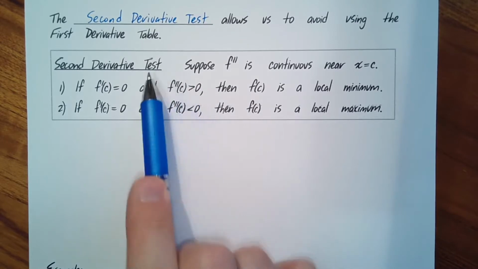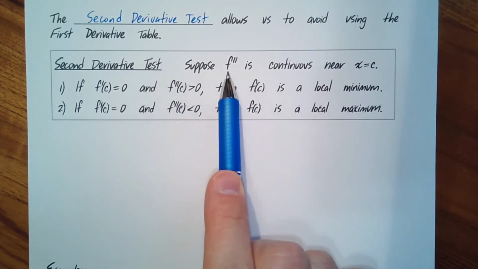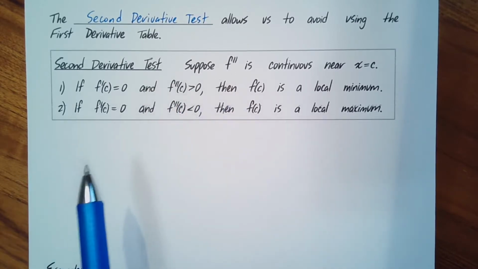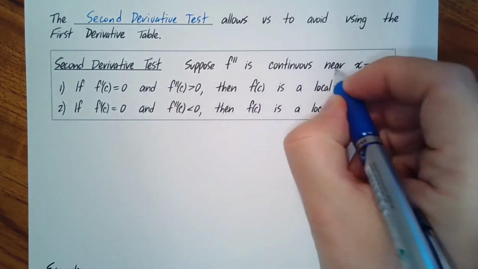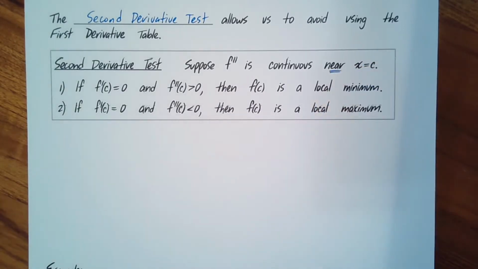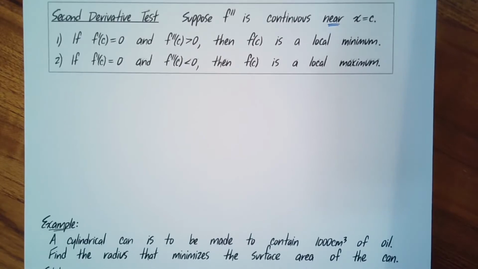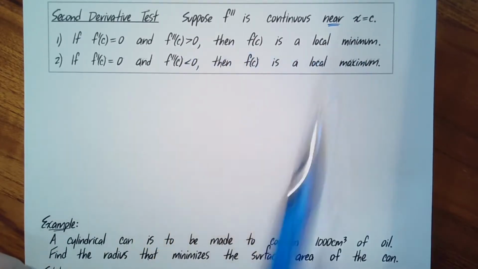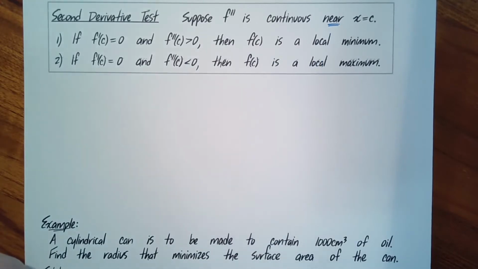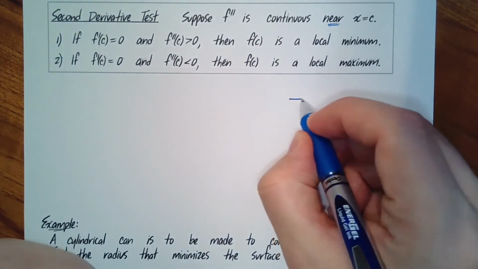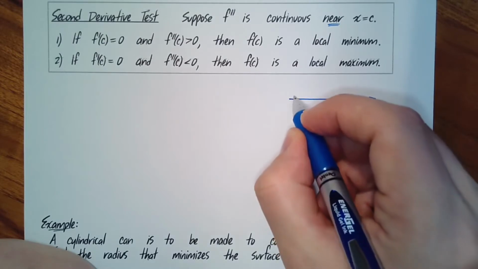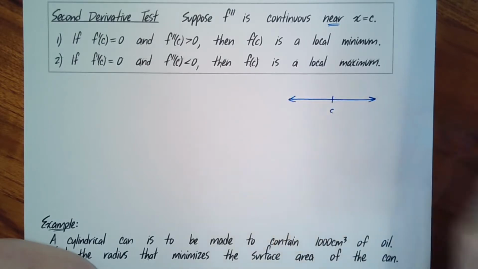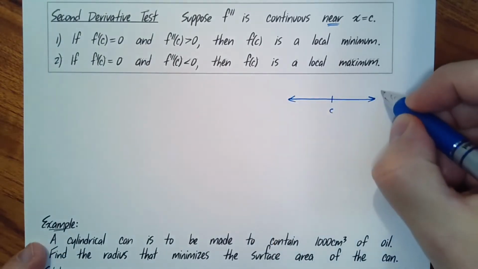So the assumption for this test is that you've got a function f whose second derivative is continuous near the point x equals c. There's that word near again. Remember what that means? If I am assuming that f double prime is continuous near the point x equals c, then what I'm really saying is the following. Let's just imagine what the number line might look like. You've got a point c on the number line, right?